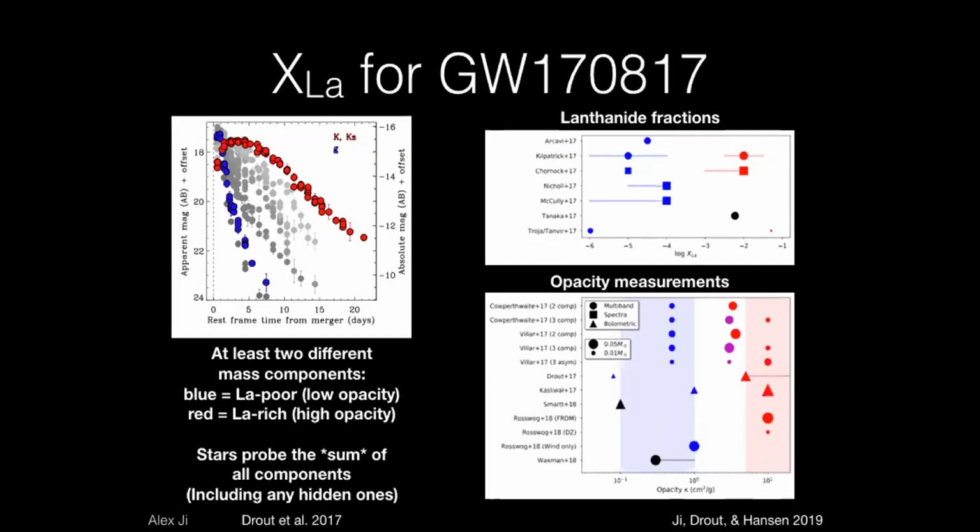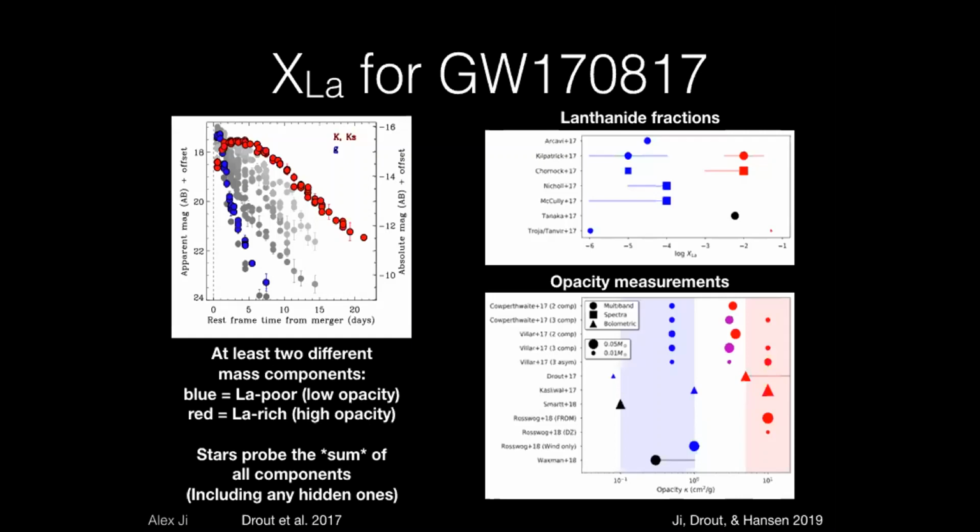of time. And when we're thinking about stars, the stars are probing the combination of all of these different components, including any ones that were hidden. So if you have a really deep layer of ejecta, that's not going to be influencing the light that comes out at the surface, and we might be missing stuff.